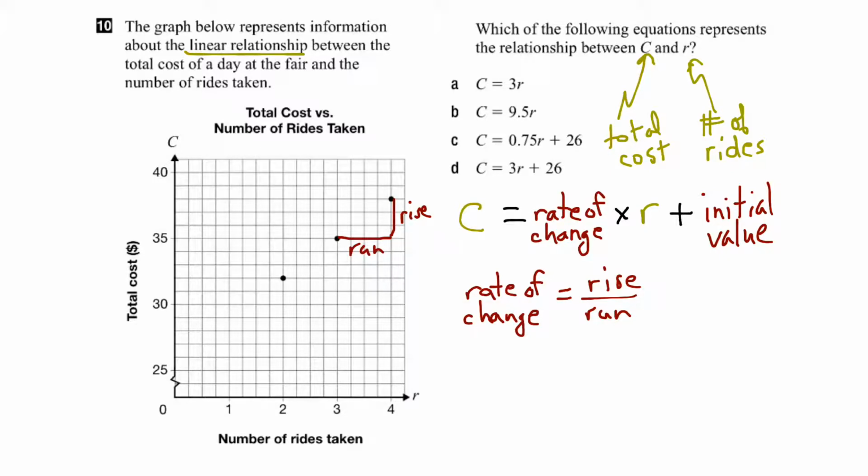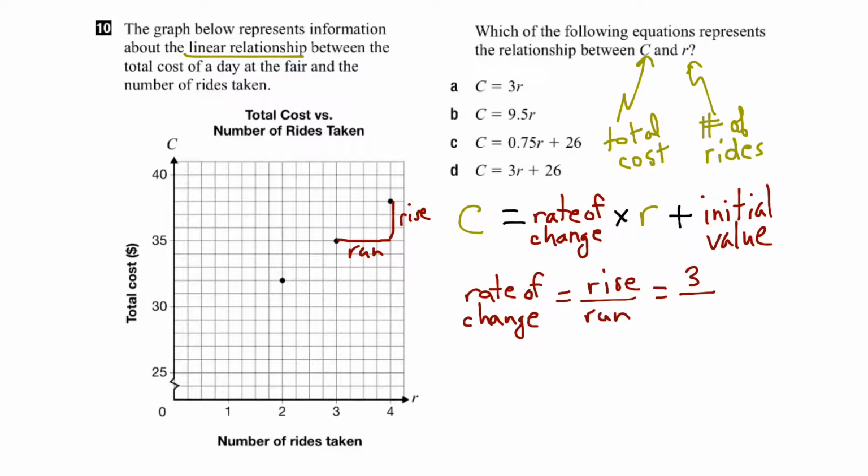For the rise, we're starting at 35 here and we're going up 1, 2, 3 units, 35, 36, 37, 38. So the rise is 3. And for the run, we're going from 3 to 4, which represents 1 ride. So the run is 1. Note that even if we're going over 1, 2, 3, 4 units, each of the units on the graph represents a quarter of a ride. So our rate of change here is 3.